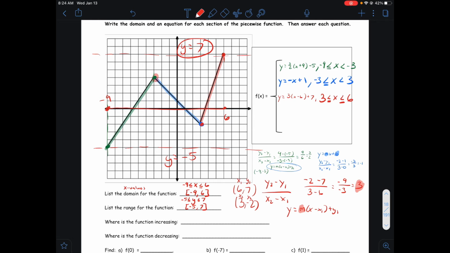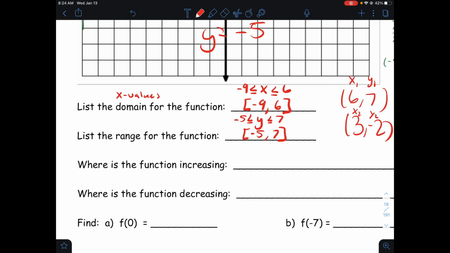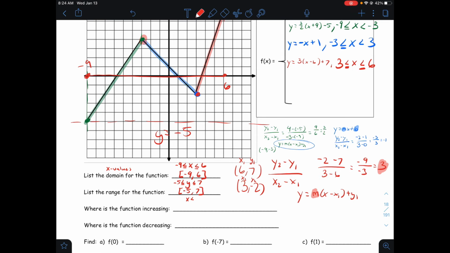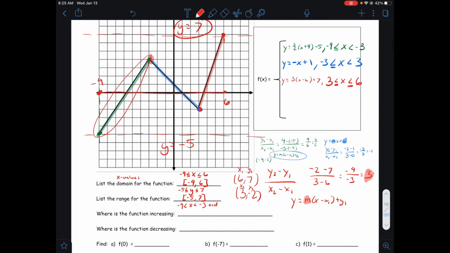All right. So the function is going to be increasing from, and we'll do the same again where we do bracket notation. We could say x values less than -3, greater than -9. So that represents these x values. All right. And it's going to be increasing from x values of +3 to 6. All right.